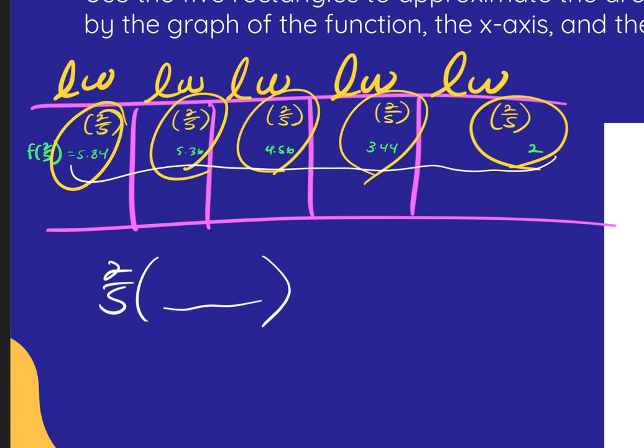So again, I can either do 2/5, which is 0.4, times 5.84 and get this area, 2.336. 0.4 times 5.36 is 2.144. 0.4 times 4.56 is 1.824. 0.4 times 3.44 is 1.376. And 0.4 times 2 is 0.8. And then I can add all those together.